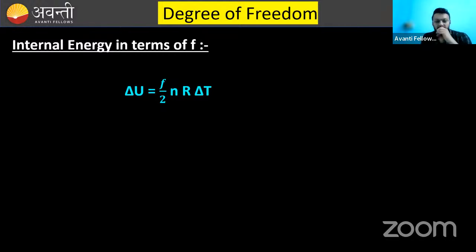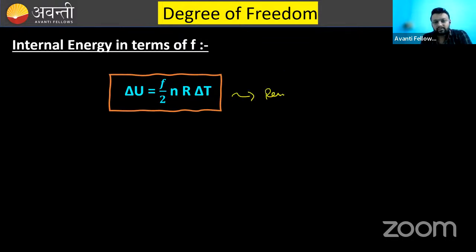ΔU is equal to F by 2 times nRΔT. Again, n is the number of moles, R is the gas constant, ΔT is the temperature difference, and F is degrees of freedom. You need to remember this term. We will derive it in the KTG section. Right now, just remember it. ΔU is the internal energy, or you can say change in internal energy. We will relate these terms in the later section.